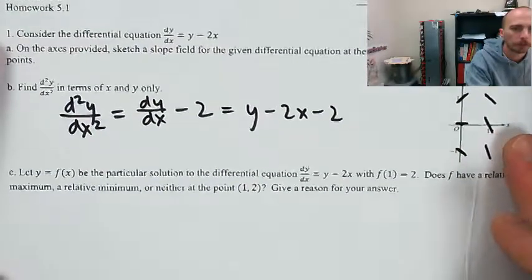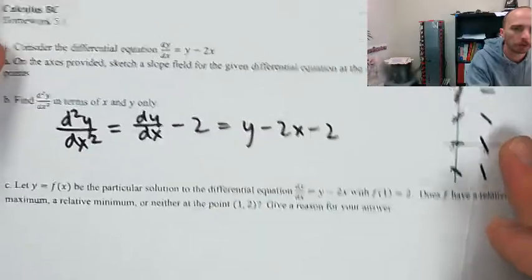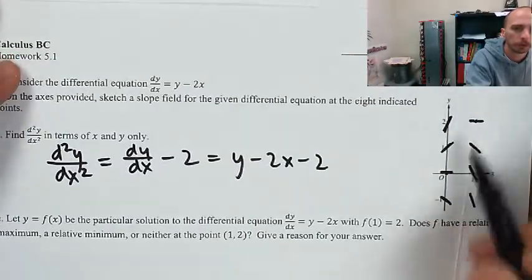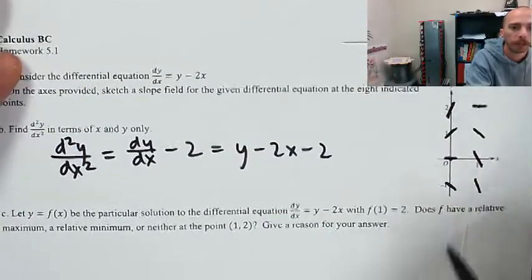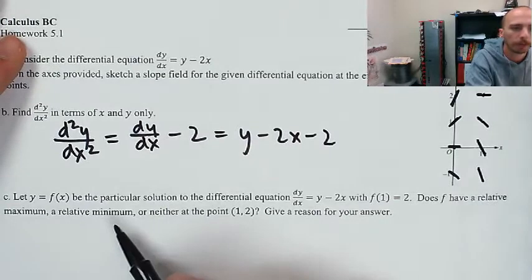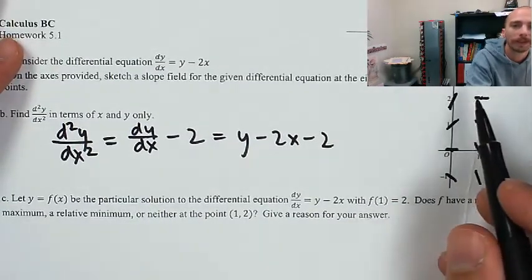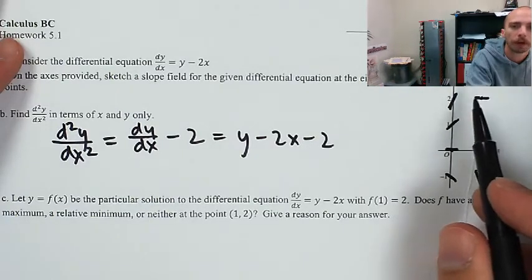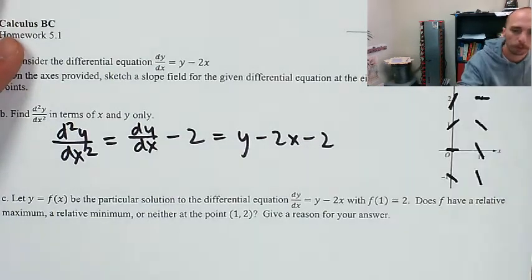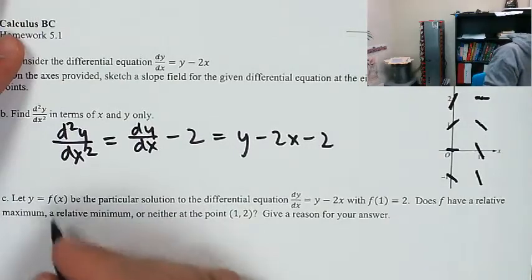Let f be the particular solution to the differential equation that goes through the point (1, 2). So it goes through that point. Does f have a relative maximum, a relative minimum, or neither at the point (1, 2)? Give a reason for your answer. Well, I already know that dy/dx is 0 at this point.